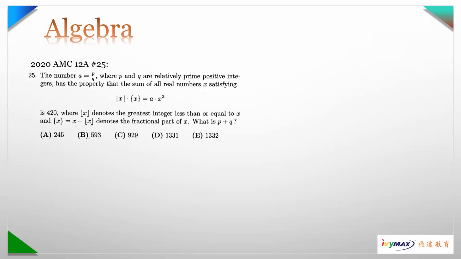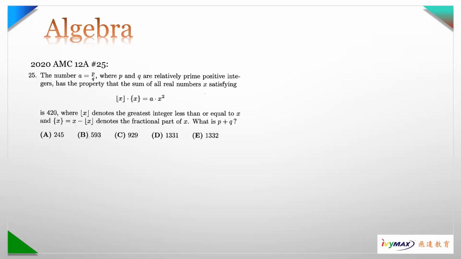So it has the property that the sum of all real numbers X satisfying it is 420. So this is an equation, basically just an equation, right? So the sum of all real solutions, the numbers X satisfying the equation, is called the solution of that equation, right? Okay, so the sum of all the real solutions of this equation is 420, right?